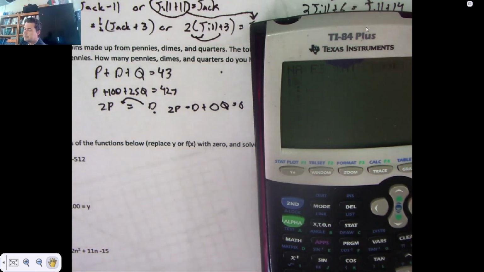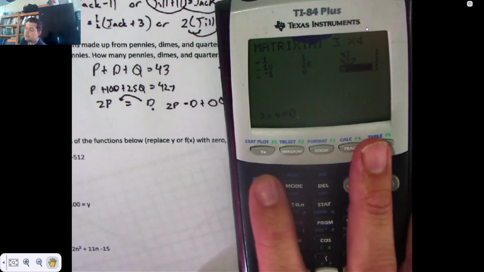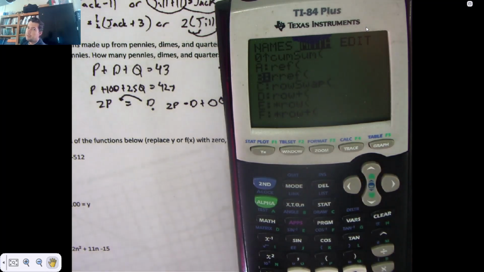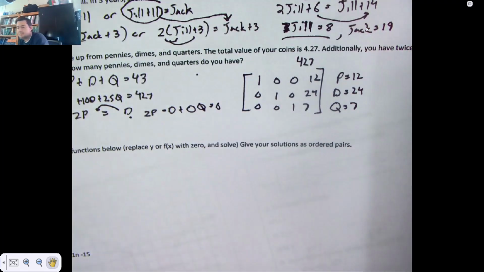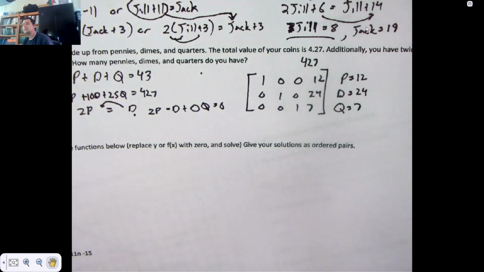So second matrix, math, edit. It's a 3 by 4: 1, 1, 1, 43; 1, 10, 25, 427; and then 2, negative 1, 0, 0. Quit out, second matrix, math. Want reduced row echelon form. Its input is matrix A. And there's what you get. Remember, this was pennies, dimes, quarters. So your resulting matrix here was 1, 0, 0, 12; 0, 1, 0, 24; 0, 0, 1, 7. Anyways, there's 12 pennies, there's 24 dimes, and there's 7 quarters. Makes sense too. So twice as many dimes as pennies. If you run the math on that, that'll give you $4.27.